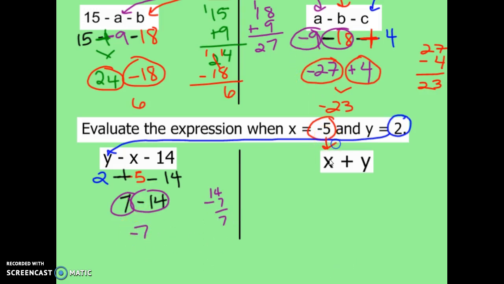Last one, x is negative 5 plus y, which is 2. Different signs, subtract. 5 minus 2 is 3, and there's more negatives. Please be extra careful when you're plugging these in. If there's a negative in the equation, include that. If x is also negative, those two negatives are going to make a positive. All right, good luck.